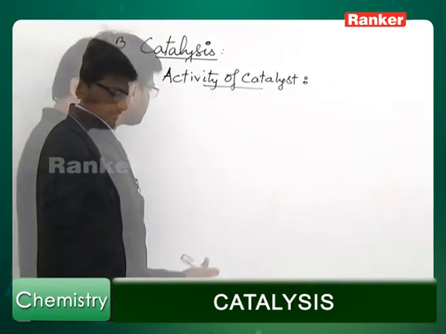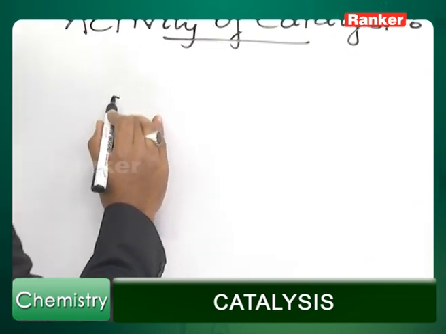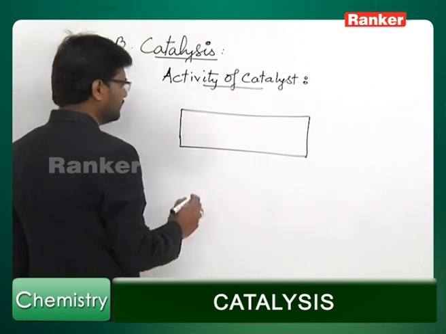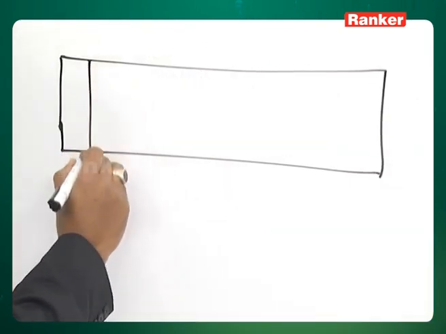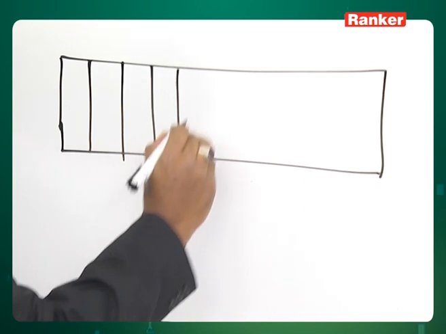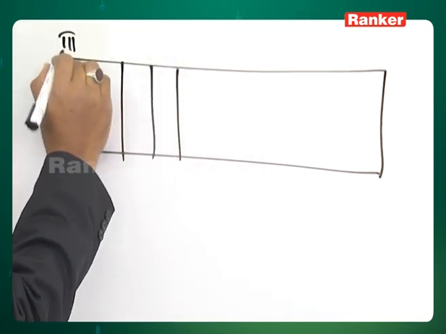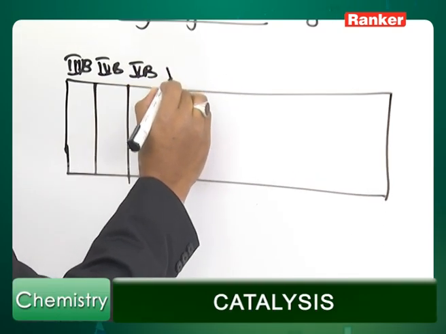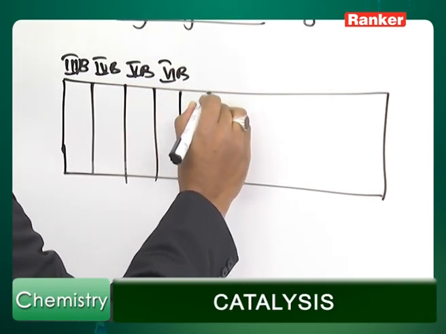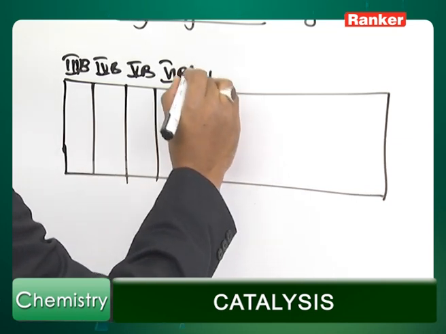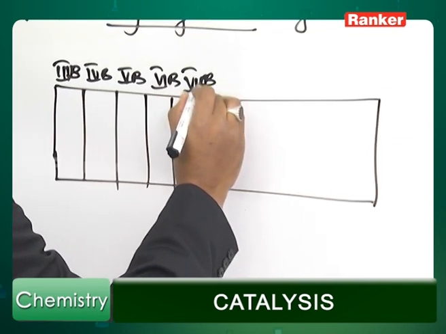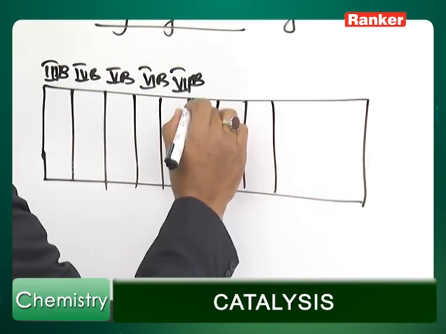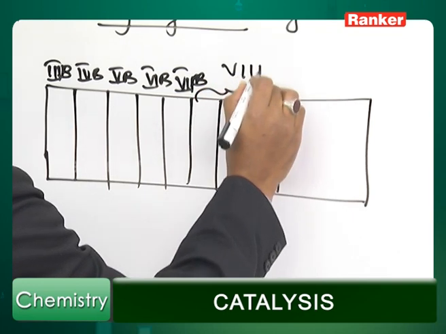Activity of catalyst. See, this is your D block. This is 3B, 4B, 5B, 6B. This is 7B. Then this is the 8th group.